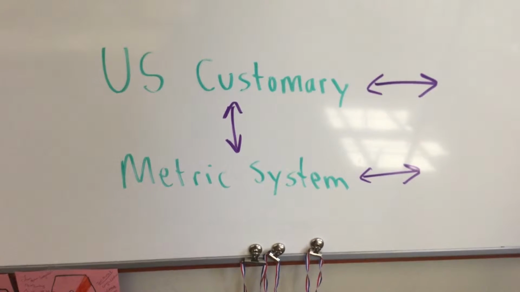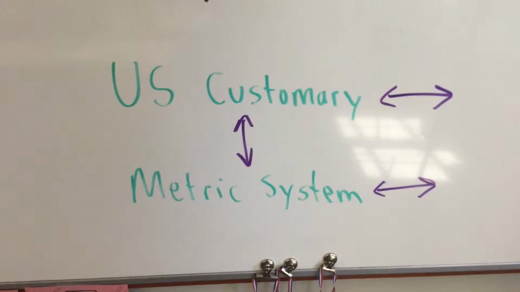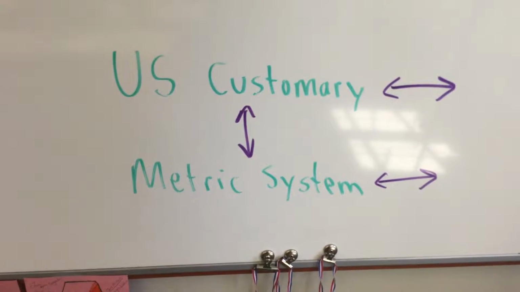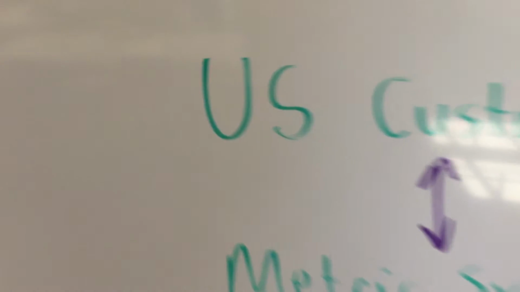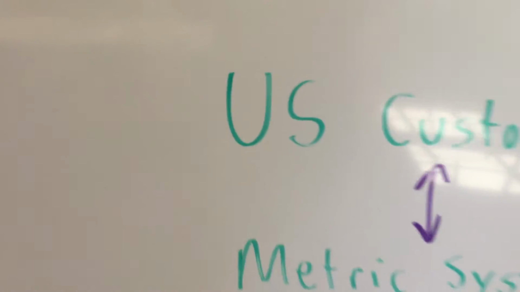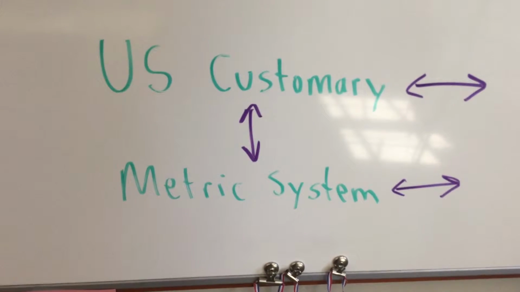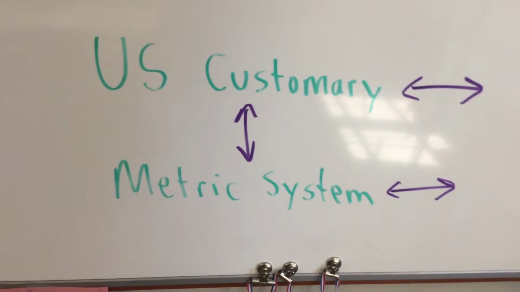The U.S. customary system is only used, really, meaning in the industrialized world, in the U.S. That's why it's called the U.S. customary system. So only us, only we use it, us, get it? The metric system is used elsewhere around the world, okay?